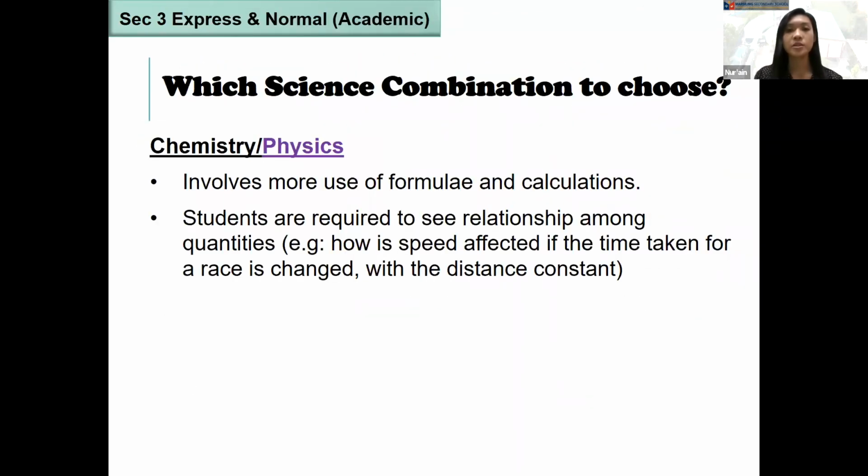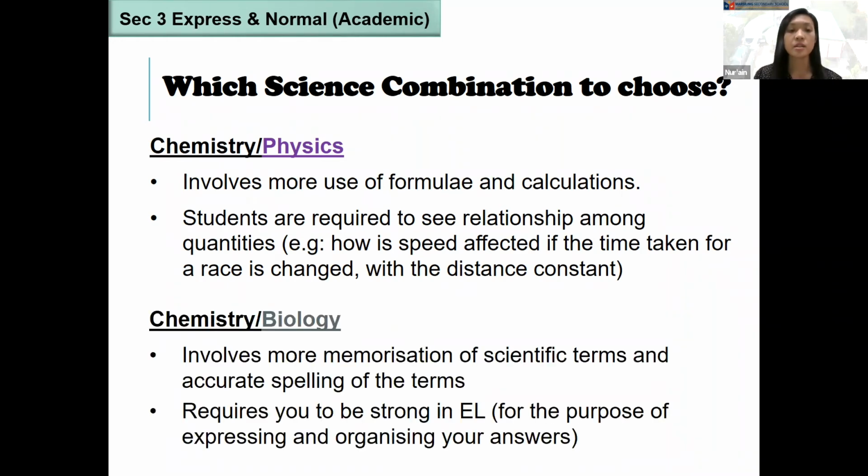So I'm sure the question that you might be wondering would be, so which science combination to choose? So generally, for chemistry physics, it involves more use of formula and calculation, and students are required to see relationship among these quantities. For chemistry biology, it involves more memorization of scientific terms and accurate spelling of the terms.